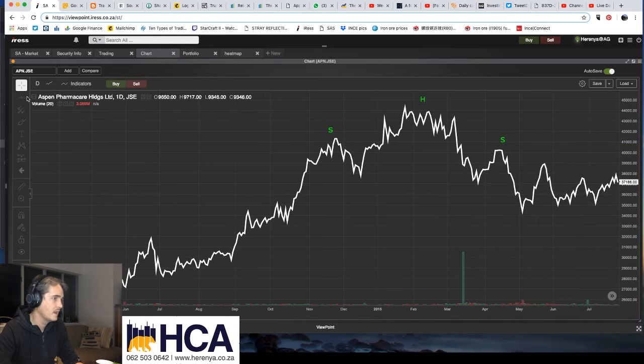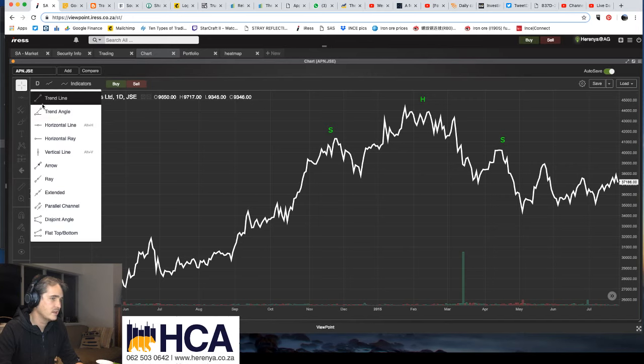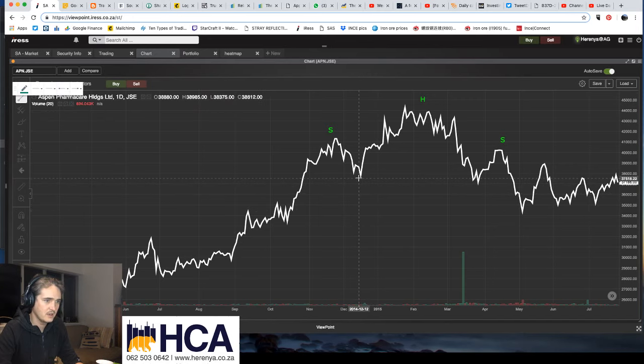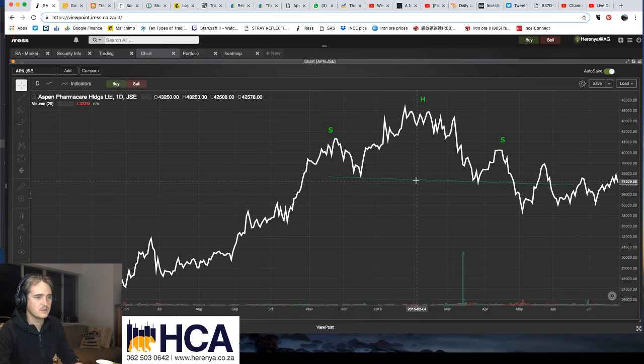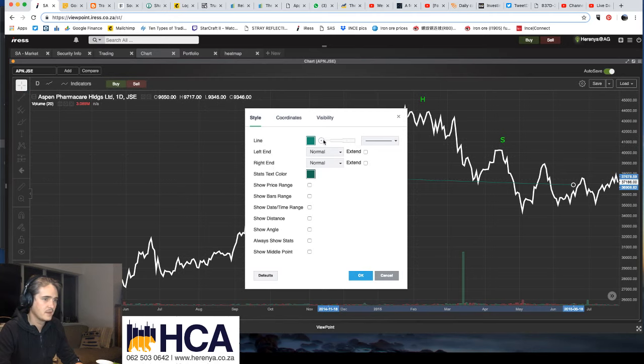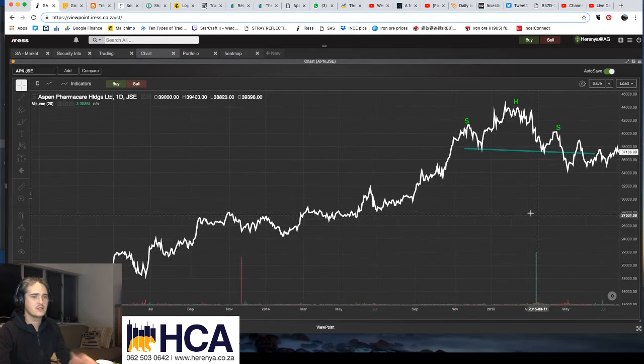Okay. What you need to do is you need to identify the neckline. So we need to take a normal trend line. We need to cut that to there. Alright, for the sake of simplicity, we're just going to put it like that. Alright, so there we have a head and shoulder formation, right?